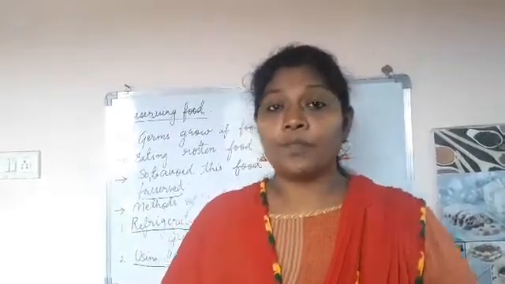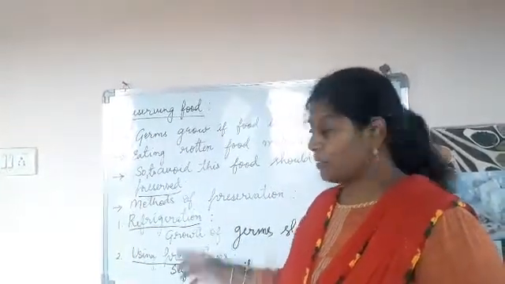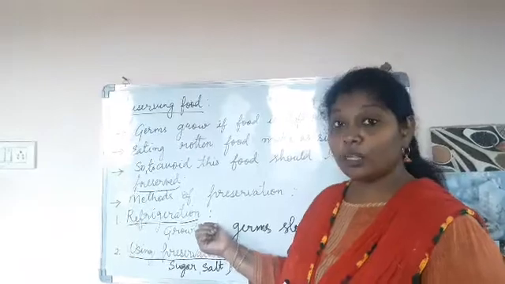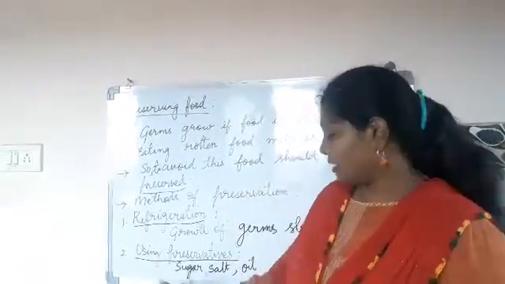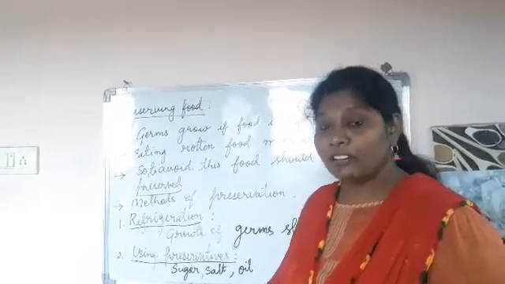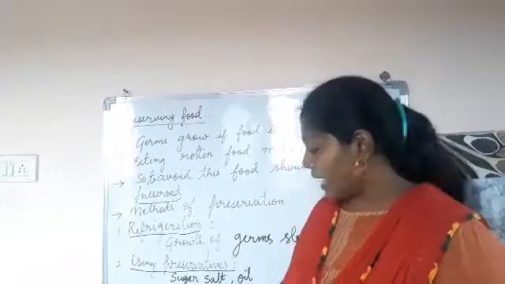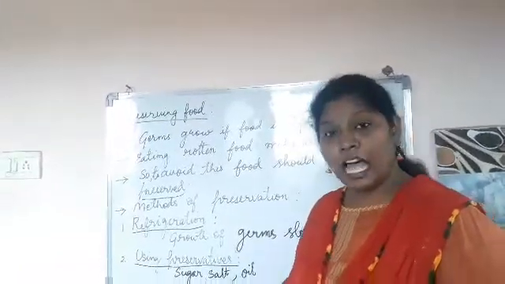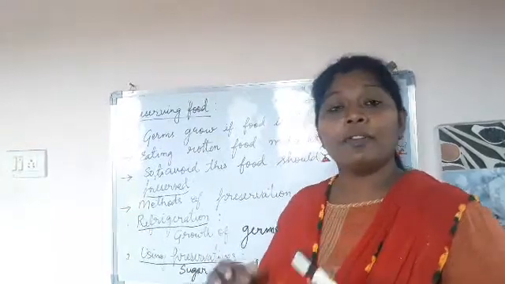So children, have you understood these two methods of preservation? Refrigeration, putting the food materials in the refrigerator, and using preservatives. Preservatives are some food items like sugar, salt and oil. By using them also, we can store some kinds of food materials.